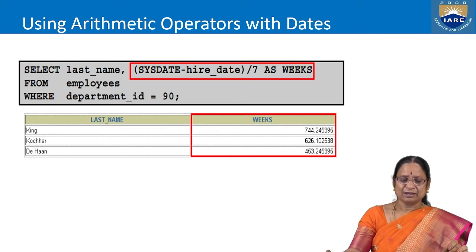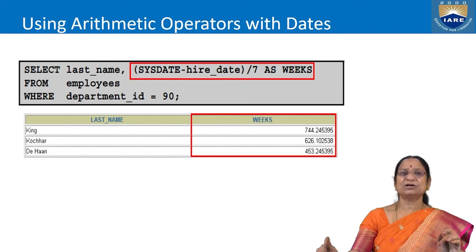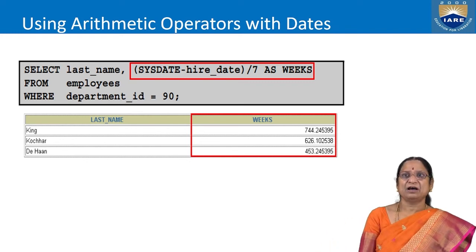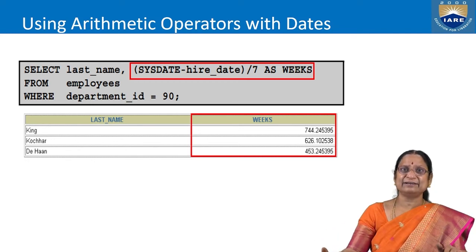You observe here system date minus hire date: how many weeks of experience each employee has in department 90. So we select last name and hire date, which is the joining date. Current date, how will we get it? Sysdate is the current date, the date stored in the system. So sysdate minus hire date gives the experience of the particular employee. Whenever we do operations, it is done in terms of days, so the difference of these 2 dates will be provided in days.